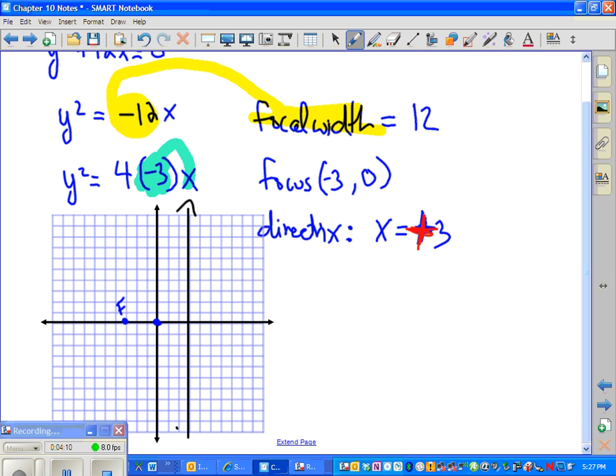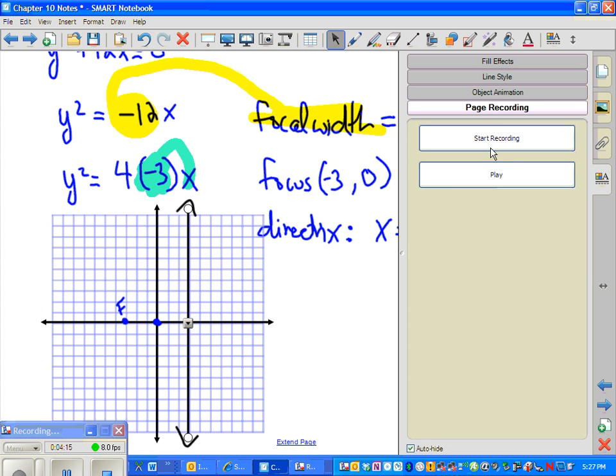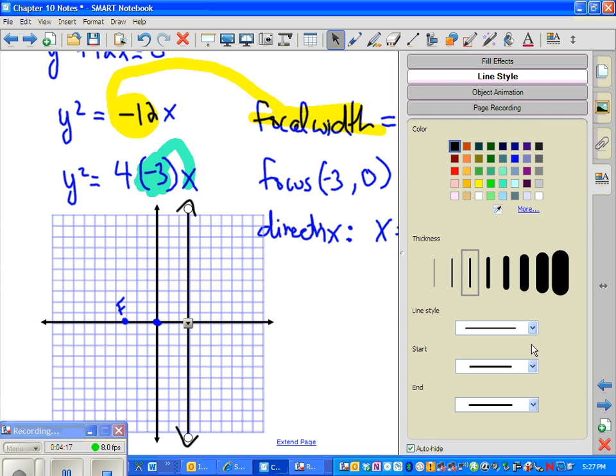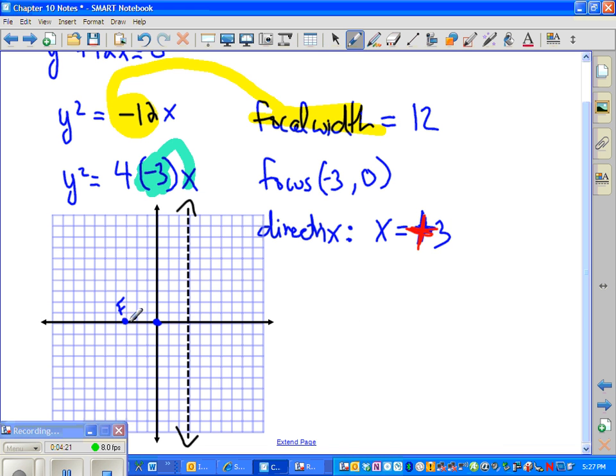Here is my directrix. Again, we already talked about which way the parabola is going to open, so we just have to make sure that we do it correctly. How wide the parabola is going to go is what your focal width is going to determine. Focal width tells you the width from the focus point. Well, if the total width is 12, it means that from this focus point, I need to go up 6, and I need to go down 6.